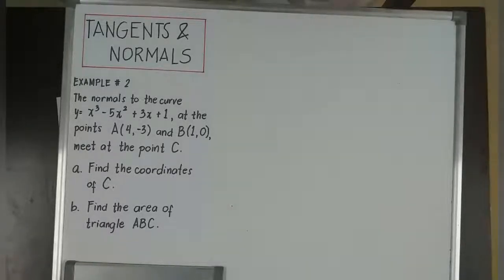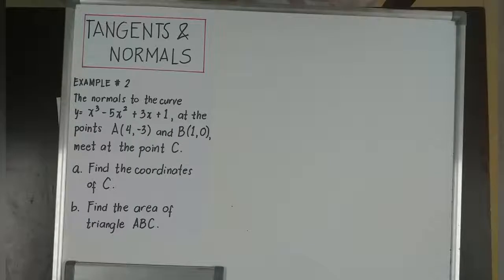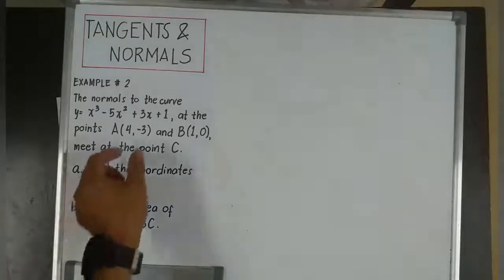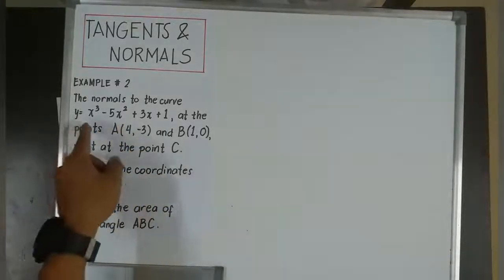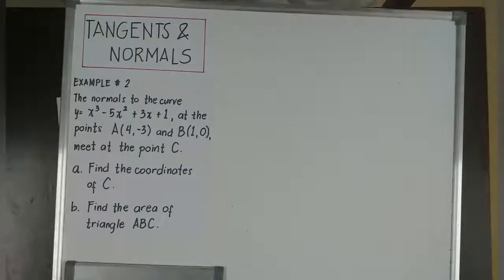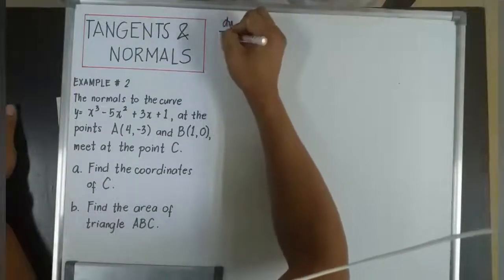In order for us to find out the coordinate of the point C, we can first get the equation of the normals. But before we get the equation of the normals, remember, you need your gradient of the tangent at those points. So we need to get 2 gradients over here. But how again do we get the gradient of the tangent of a certain curve? We have to get the dy over dx. So let's do first dy over dx.